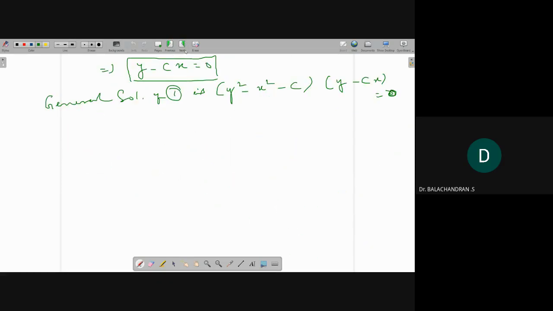So if there is any clarification or doubts, you can ask me. Otherwise, I will go to the next problem. Okay, thank you. I think the next problem is the third column. Third column, solve p square plus 2py cot x equal to y square.